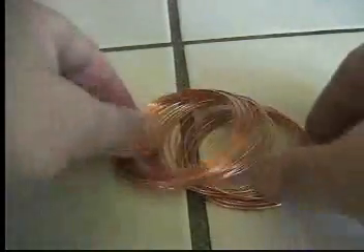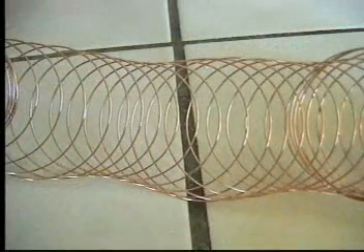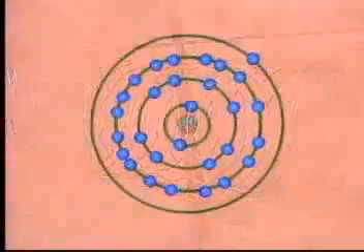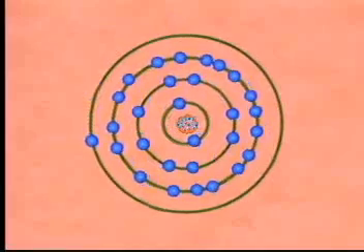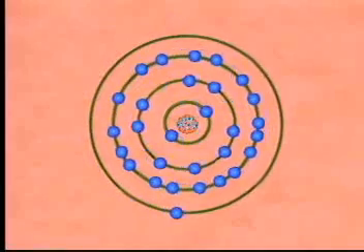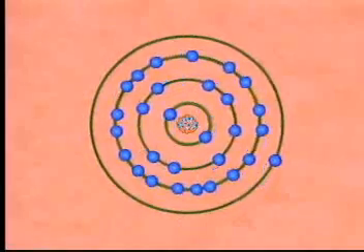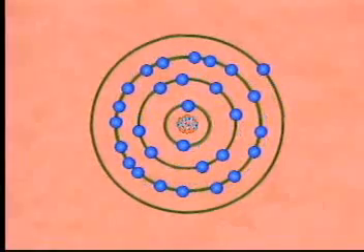For example, this piece of copper wire is made up of millions of copper atoms that look like this. This is a single atom of copper. As you can see, this copper atom is made up of many other smaller particles.